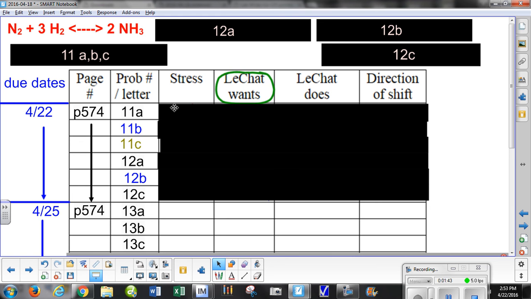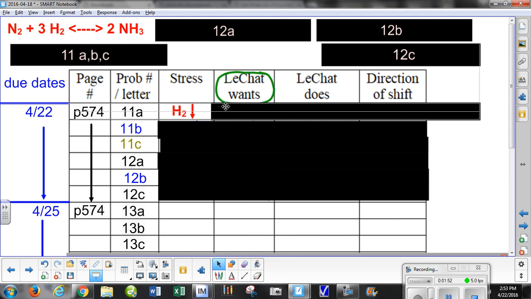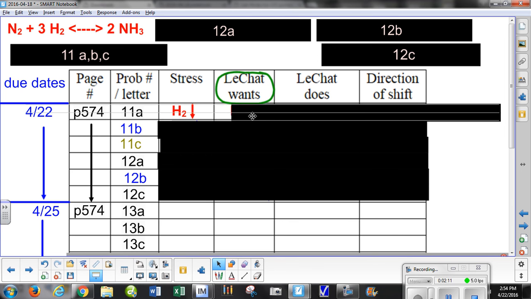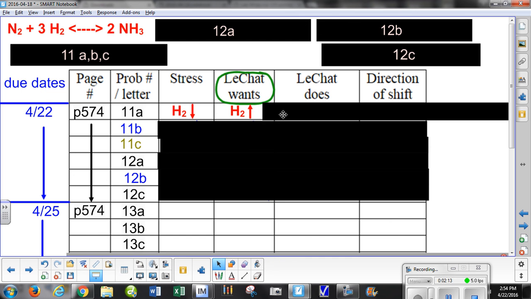If you look at this, it says removing hydrogen from the system. What's going to happen? So we first of all identify the stress. And the way I identify that in these little charts, it's quick, it's easy, and it's very, very visual. Hydrogen concentration is down. So I use a down arrow for that. What does LeChat want to do? Anybody know? He wants to do the opposite. Yes. So this is what he wants to do.